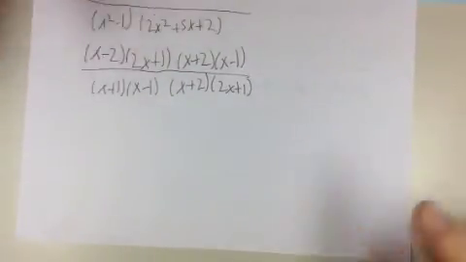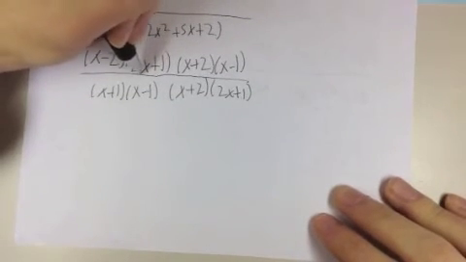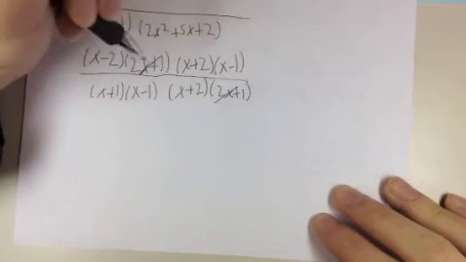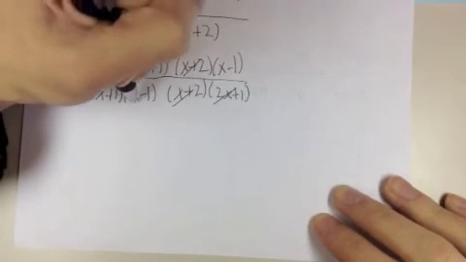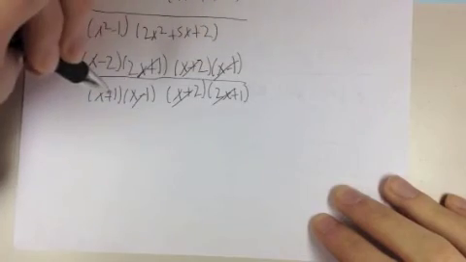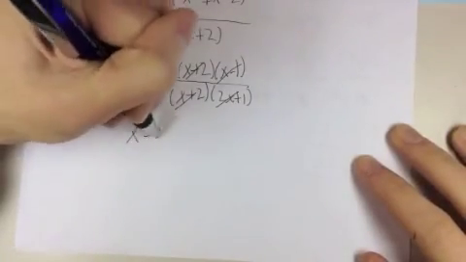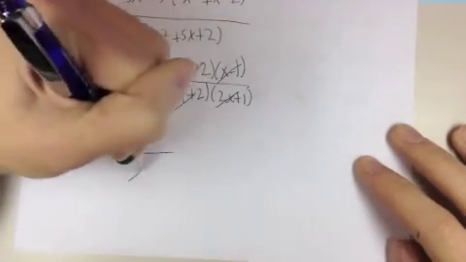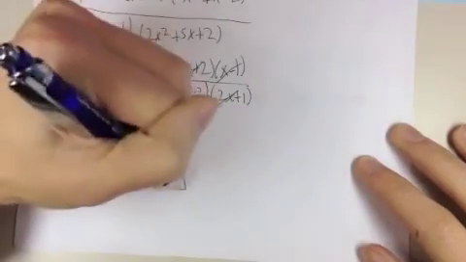So now we're going to want to cancel all the like terms. So I'm seeing a 2x plus 1 and a 2x plus 1, x plus 2, x plus 2, x minus 1 and x minus 1, and we are left with x minus 2 over x plus 1, and that is our solution.